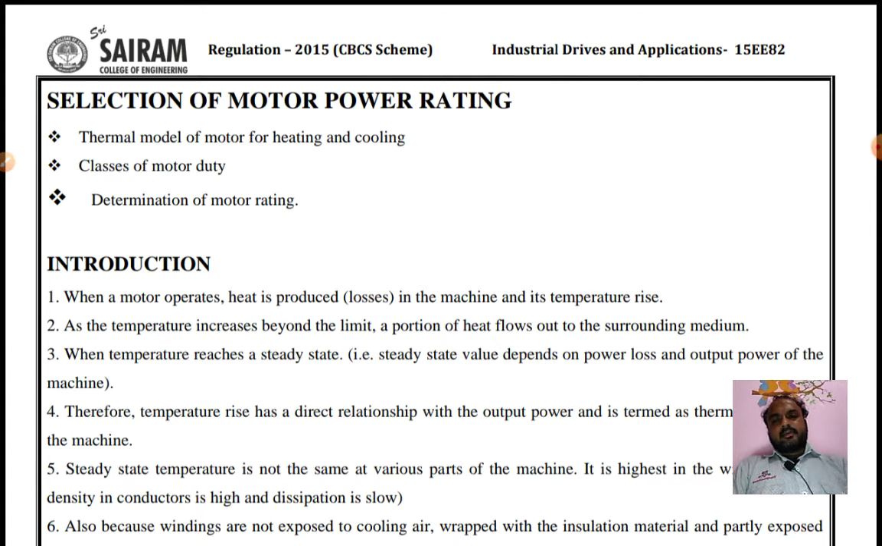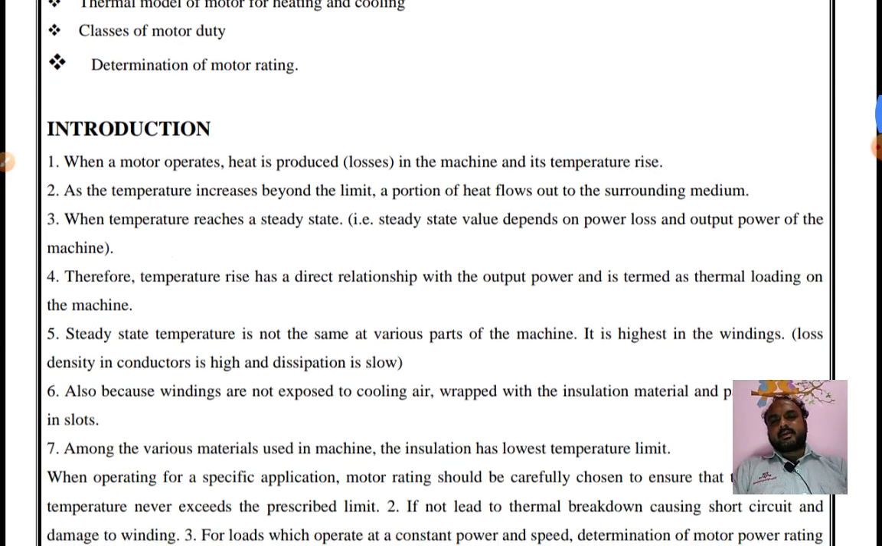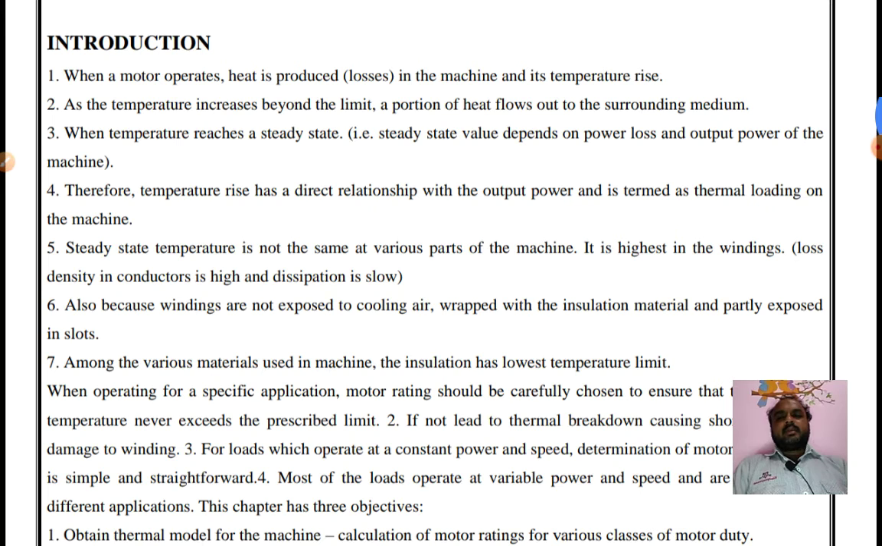In the first part, we will see the introduction of selection of motor power rating. So we have some points here. When a motor operates, when the motor is running, heat is produced. That means losses will occur. Losses will be produced inside the machine, so automatically the temperature of the machine will rise.